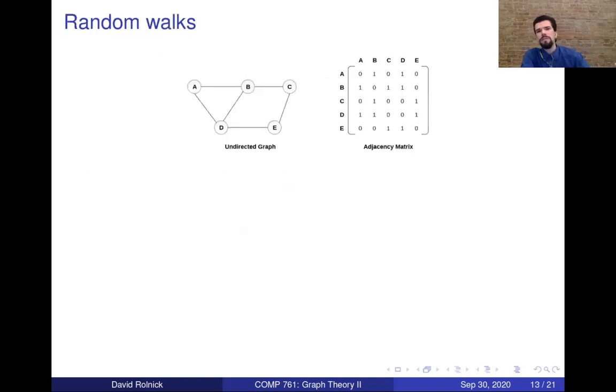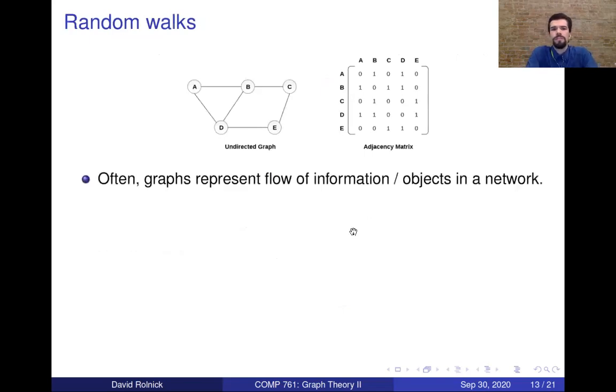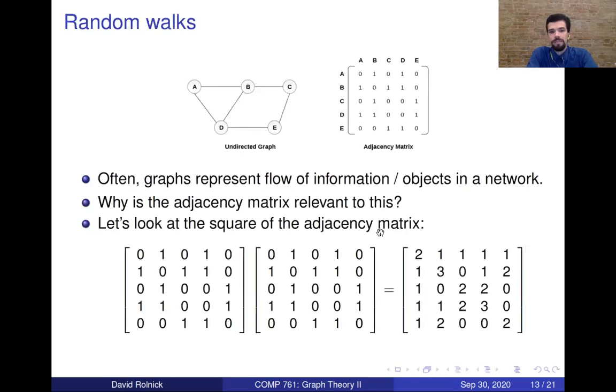Okay, so now we've seen this. Let's take a look at random walks. And this is where the matrix representation of a graph really ties in with the linear algebra. So often graphs represent a flow of information or objects in a network. Why is the adjacency matrix relevant? Let's look at the square of it. This is the adjacency matrix for this graph.